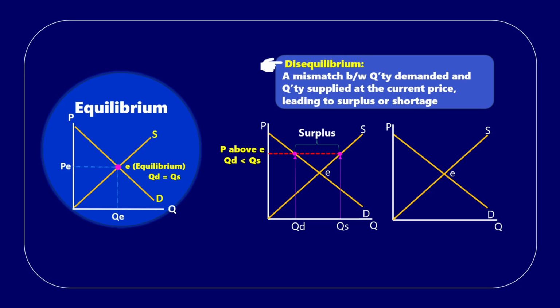Second, price is below the equilibrium. When price is too low, quantity demanded is greater than quantity supplied, and that creates a shortage. Buyers try to compete with each other, and sellers respond by raising prices. As price rises, the market again moves back toward the equilibrium.